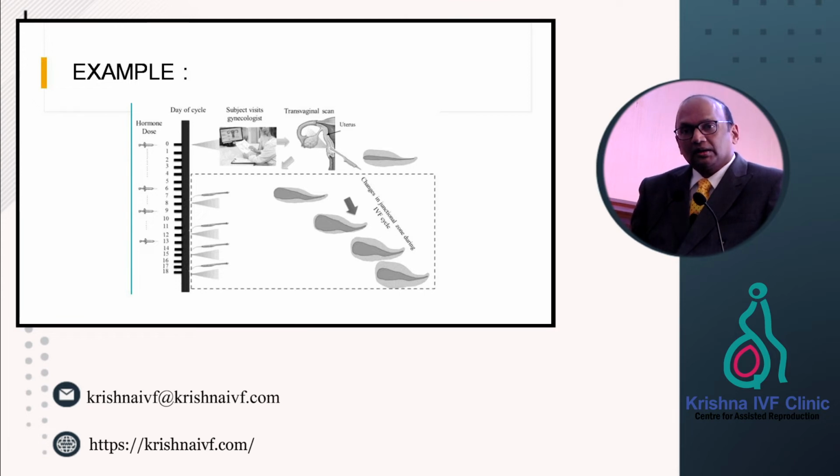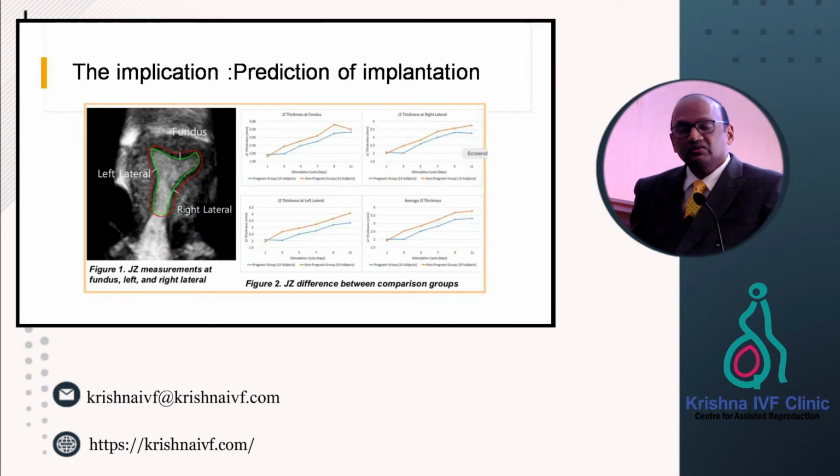Here in this study, we assessed the junctional zone every time we did a scan, and what we found was, the blue lines are the pregnant women, the orange lines are the non-pregnant women, and this is in the right lateral, left lateral and fundal area, and the average values. What one realizes is the junctional zone is not a static space. It keeps on changing throughout the menstrual cycle, and the rate of increase of the junctional zone is different in an implantation and a non-implantation.